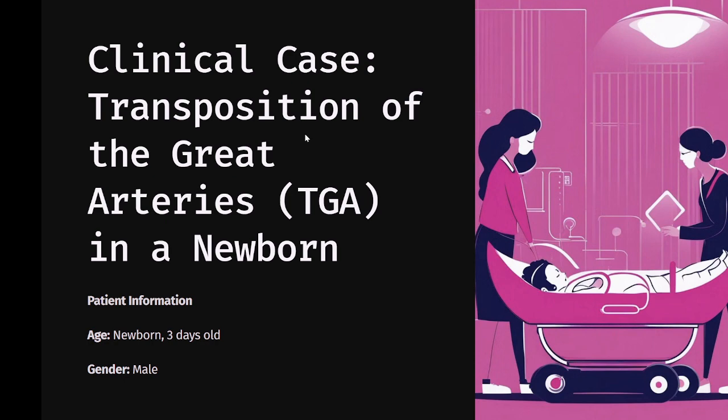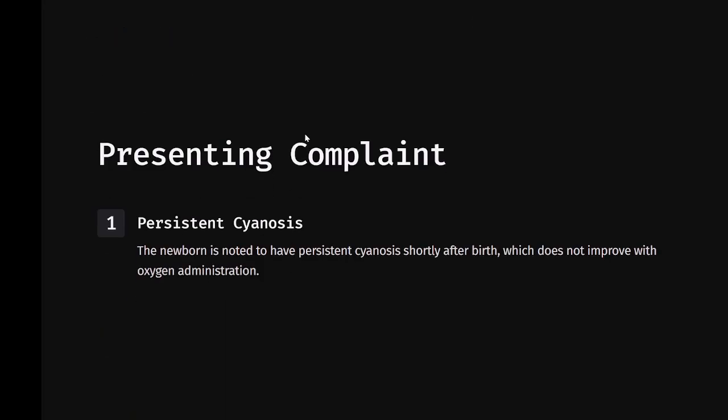Clinical case: transposition of the great arteries, TGA, in a newborn. Patient information: age, newborn, 3 days old. Gender, male. Presenting complaint: the newborn is noted to have persistent cyanosis shortly after birth, which does not improve with oxygen administration. History of present illness.